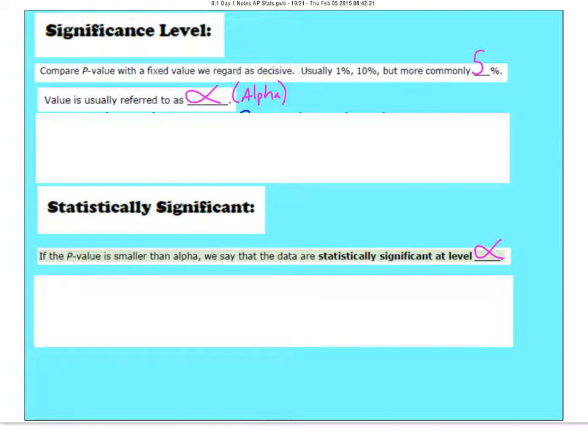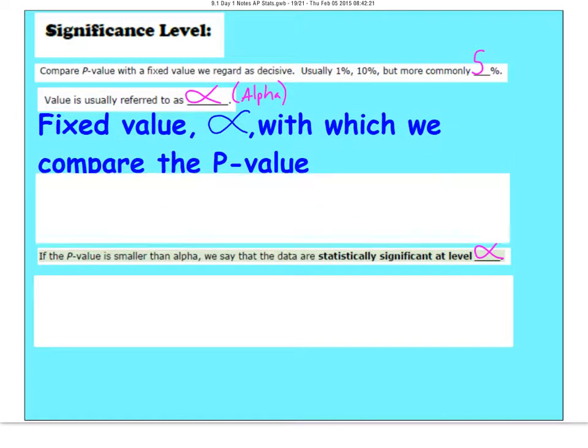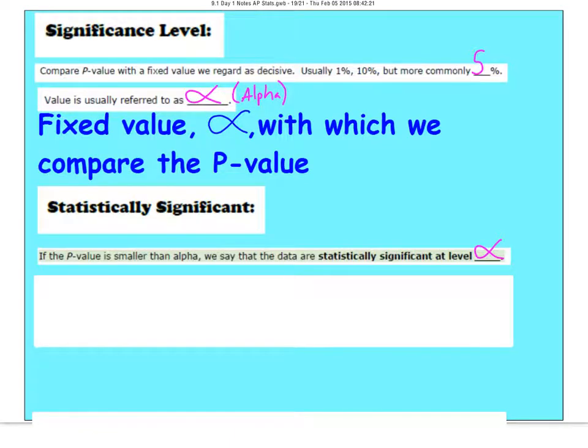The significance level is the fixed value alpha with which we compare the p-value. Typically how you're going to see this written is alpha is equal to 0.05, which is what we look at to compare our p-value with to decide if it's too small or too big.